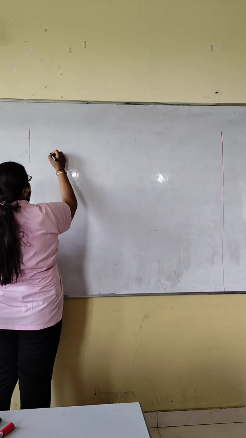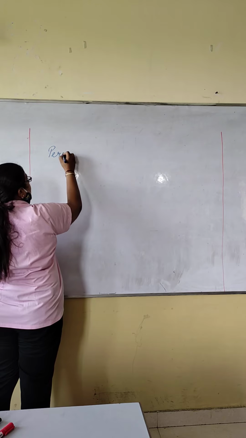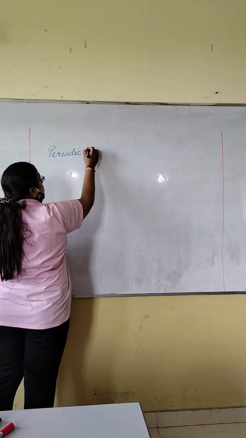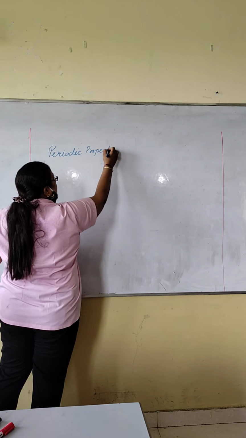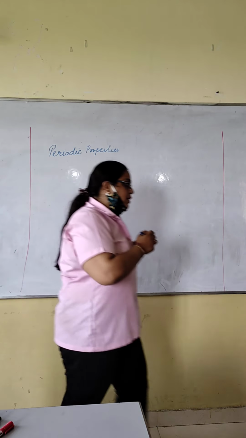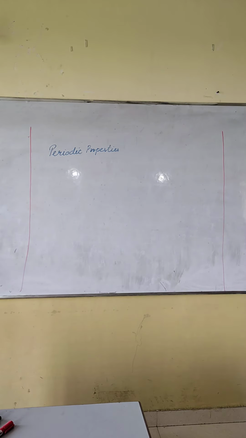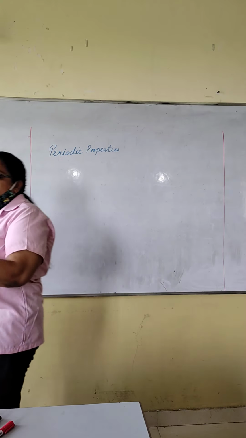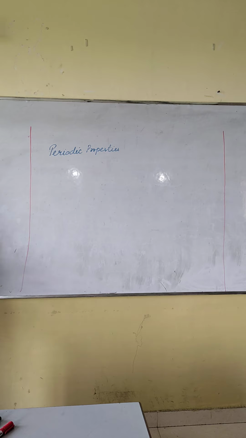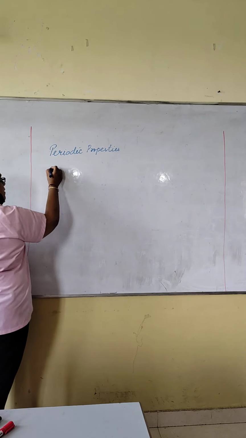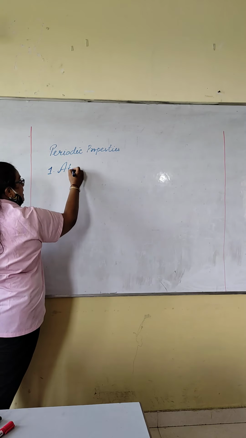My dear students, today we will be going to discuss the periodic properties. Periodic properties, as you all know, are the properties which repeat after a certain regular interval of time, or which show a particular trend. So those properties are your periodic properties. First, we will discuss the atomic radius.